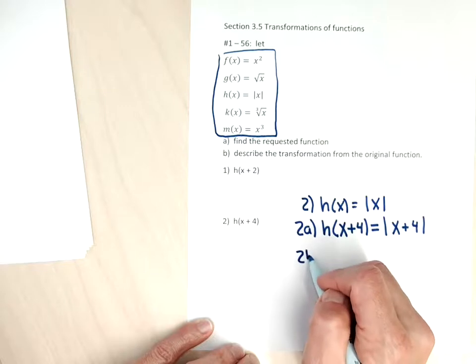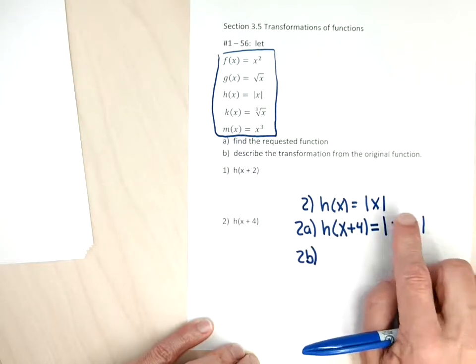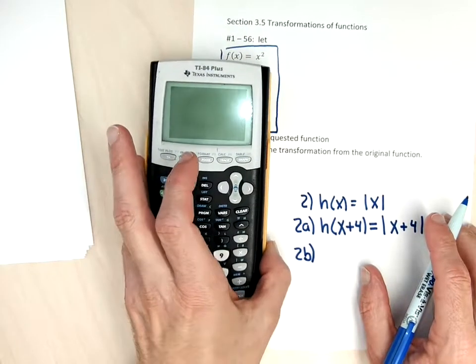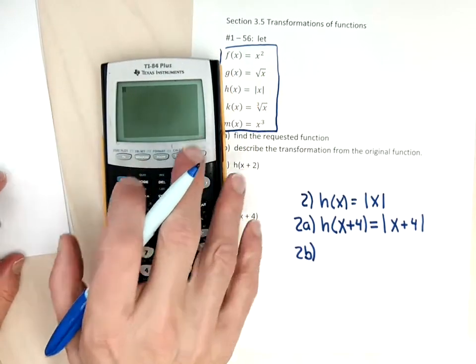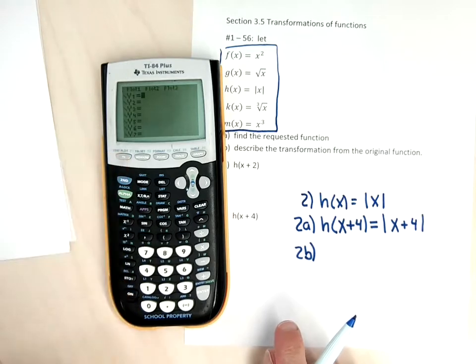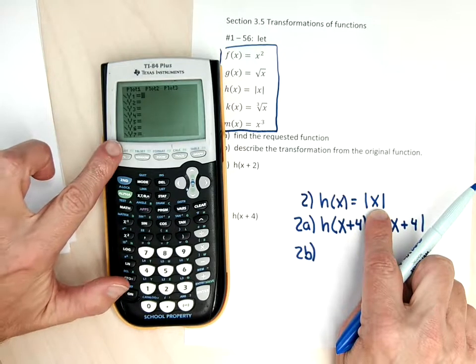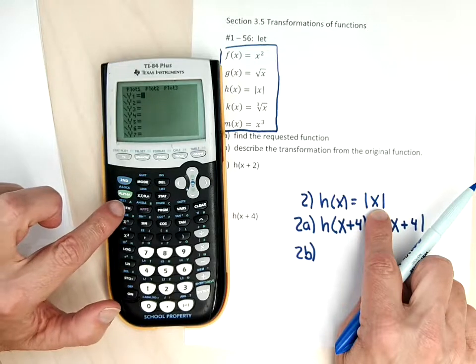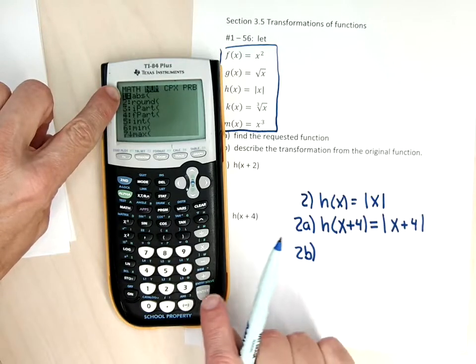Part B wants me to describe how the graph of the answer in part A relates to the graph of the original function. And to do this, I'm going to show you on my calculator how the graphs relate. I'll show you visually, and then I'll show you a shortcut to get it. So I'm going to graph this function, the absolute value of x. I hit my y equals button. The absolute value on my version of the 84, I have to hit the math button, arrow over to NUM, and ABS is for absolute value.